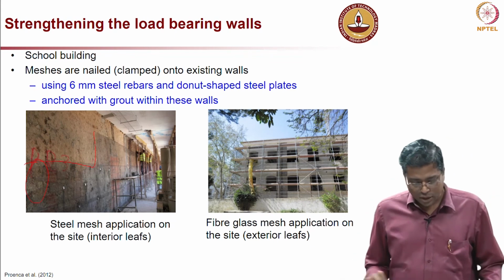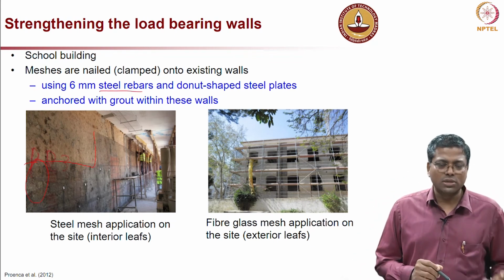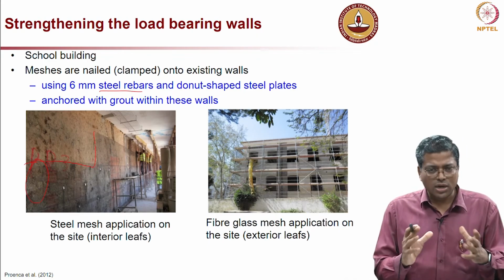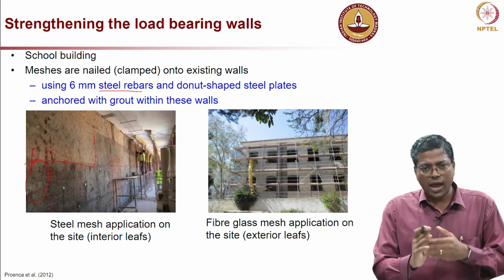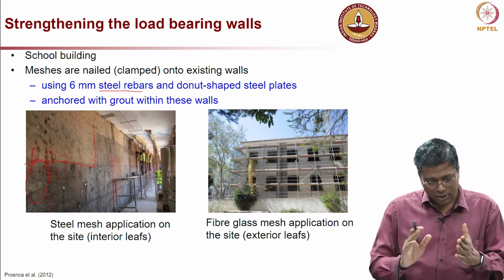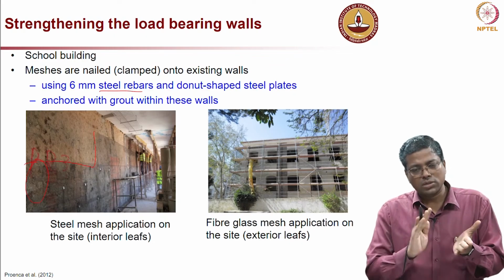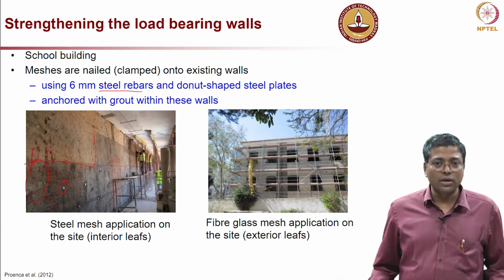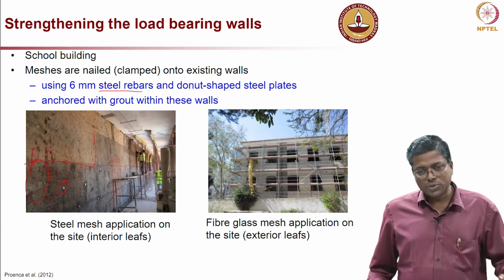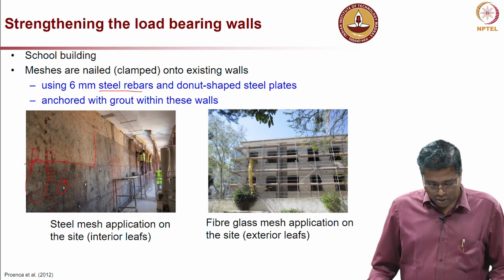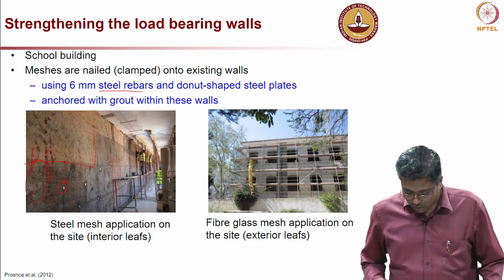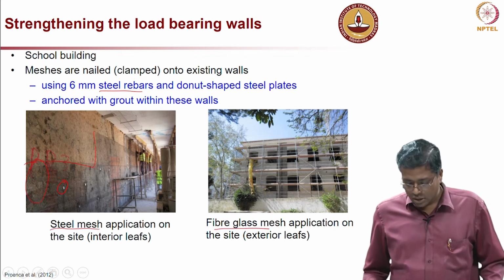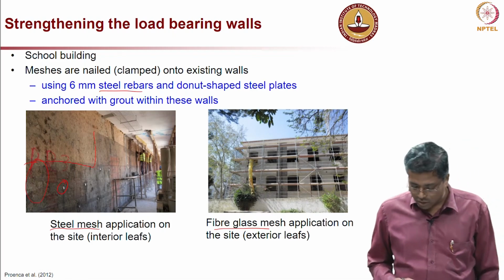In this example, they used very small steel rebars with a washer type steel plate, or a donut shaped washer, and then provided the anchor with grout you place around the washer, so that it functions like a big nail. Okay. So, you can see that it functions like a big nail, and then it keeps that mesh onto the concrete surface. Okay. And this is also possible with fiberglass mesh or steel mesh. Okay. So, different types of material can be used.